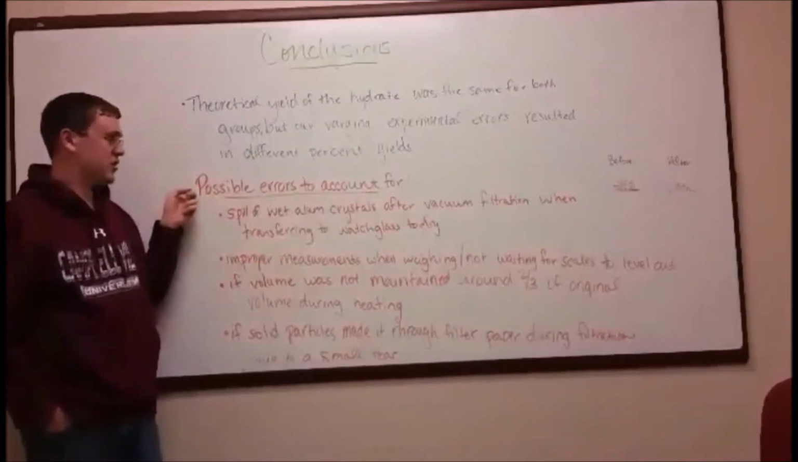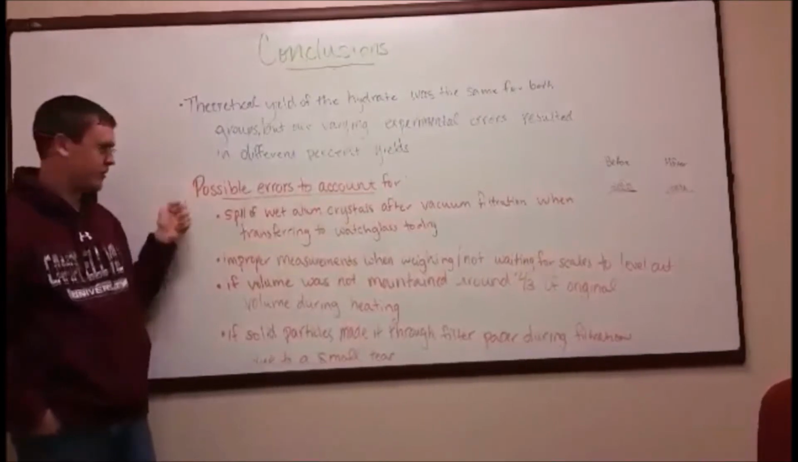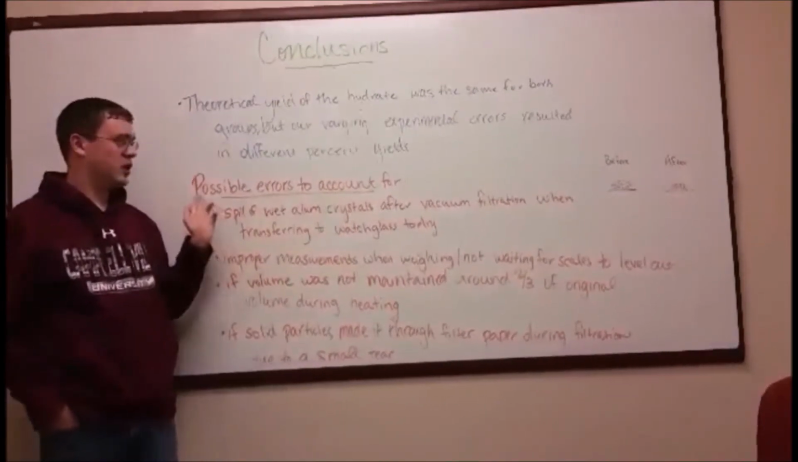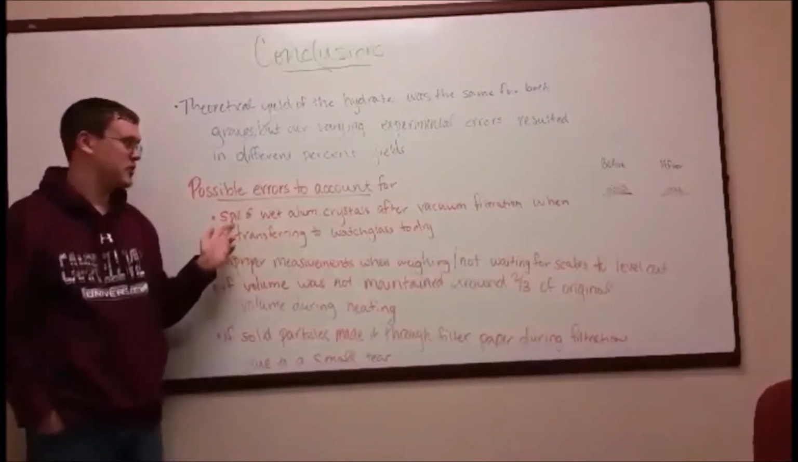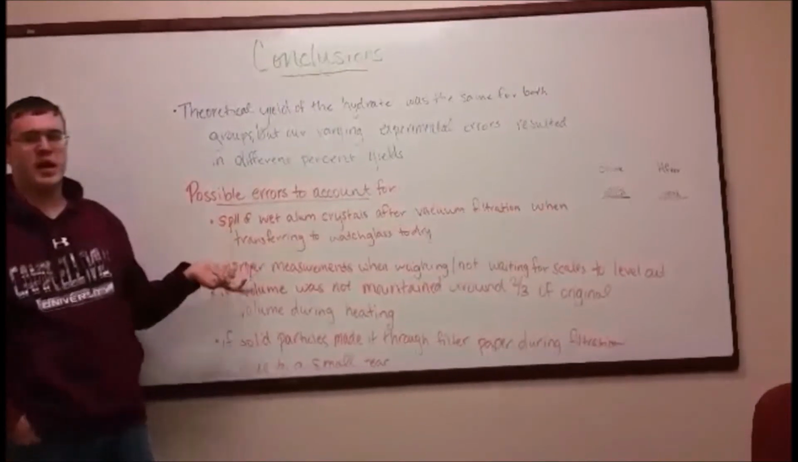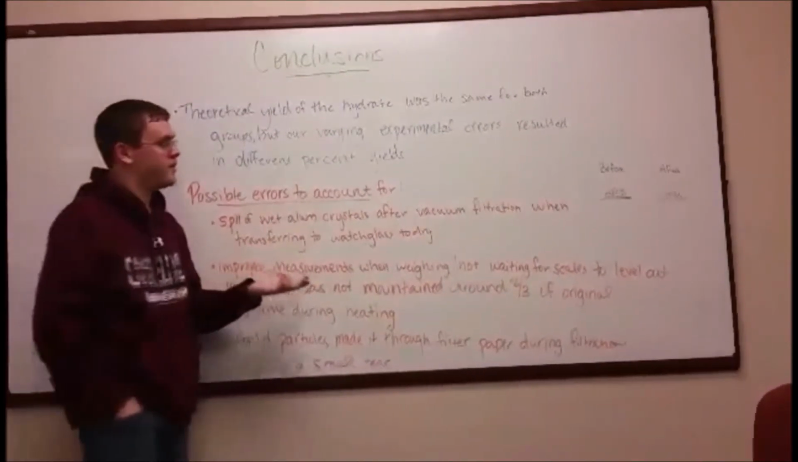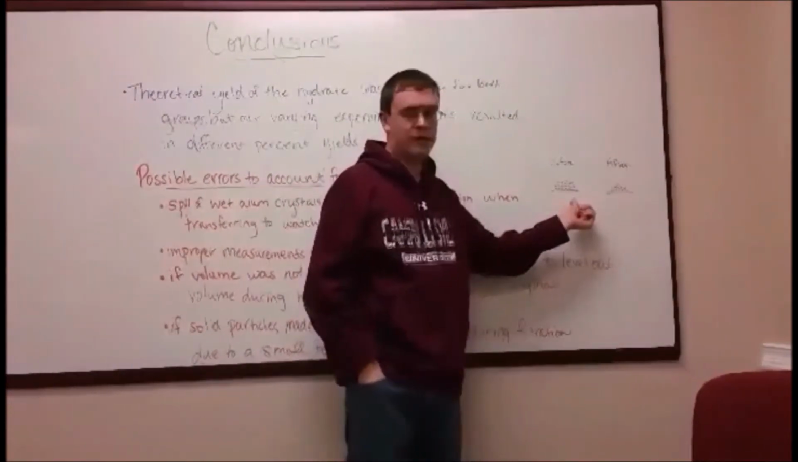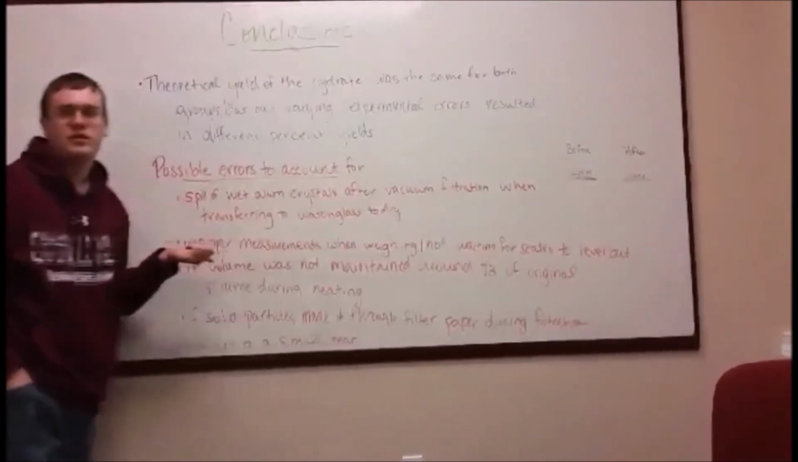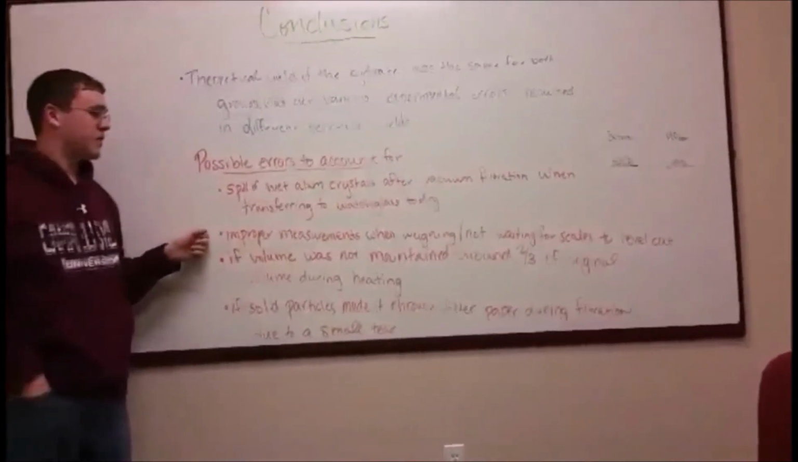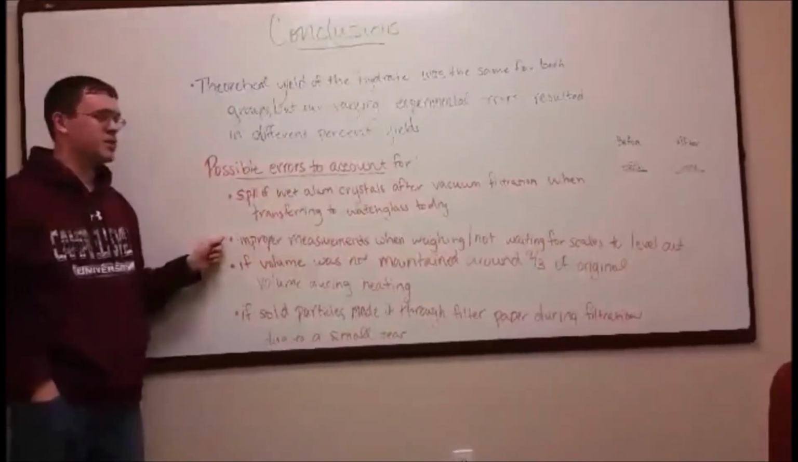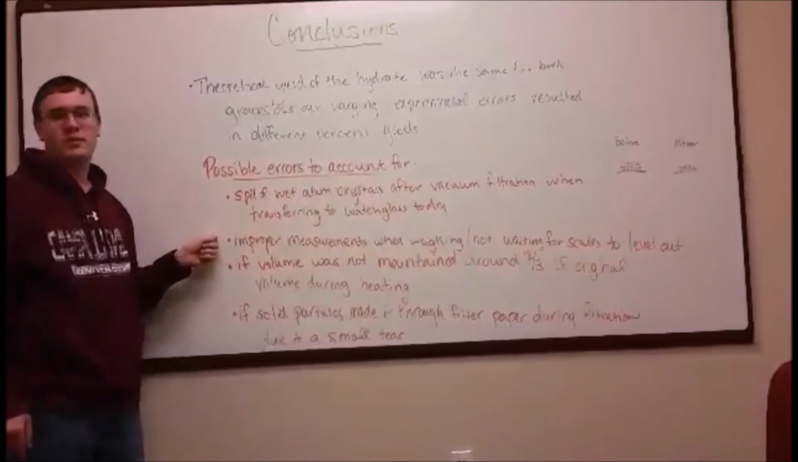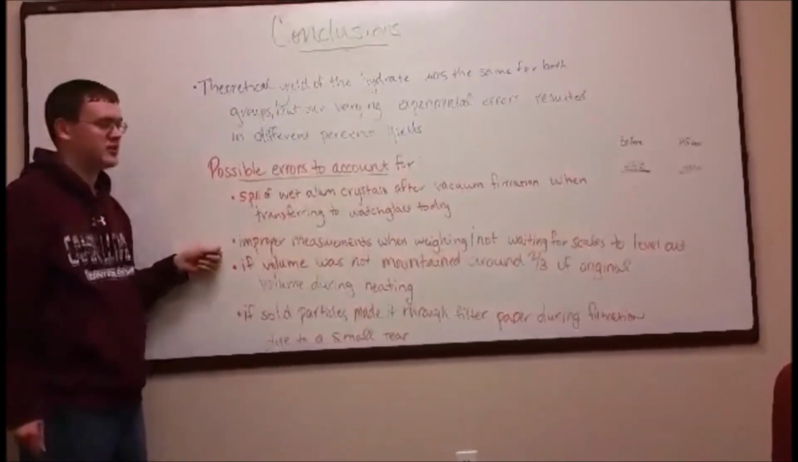Some of the possible errors that might have accounted for this was the spill of alum crystals after vacuum filtration when transferring, which is what happened to Jessica's group. And as you can see by the diagram, they lost quite a few of their crystals down the sink. Other errors might be improper measurements when weighing, or being impatient and not waiting for the scales to fully level out.